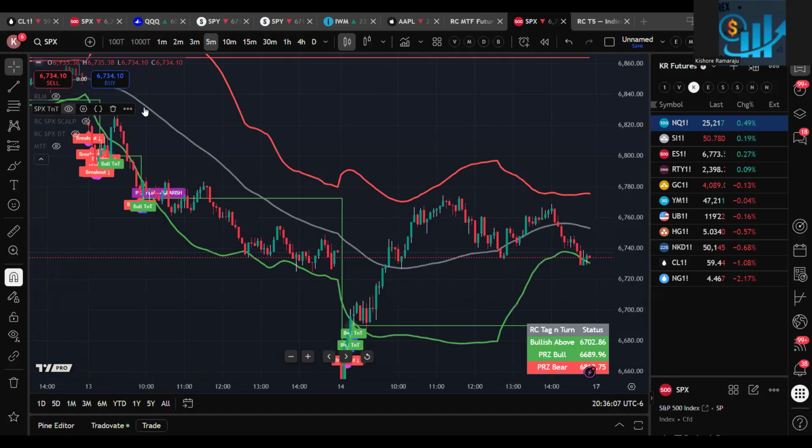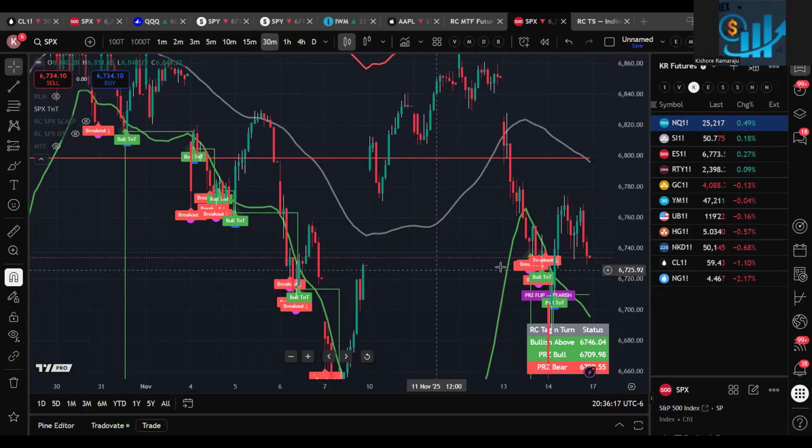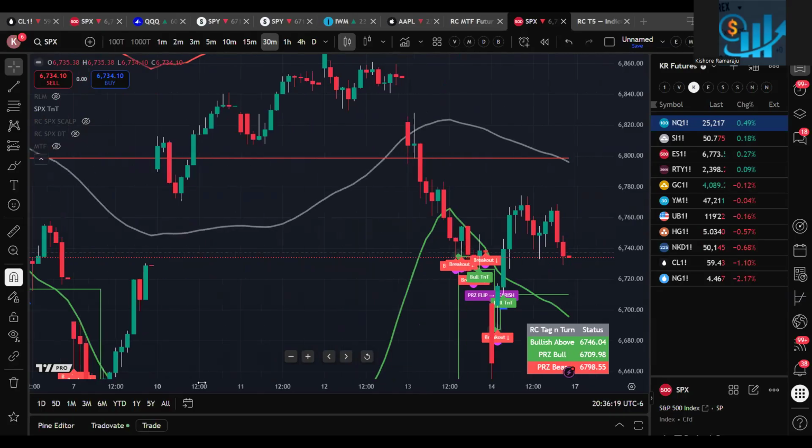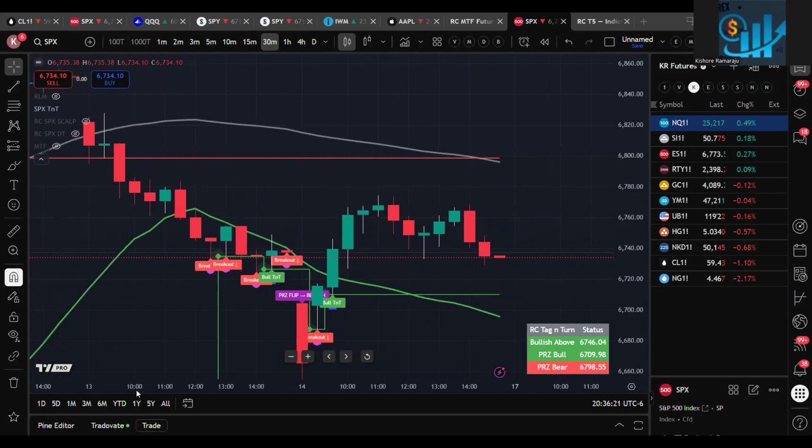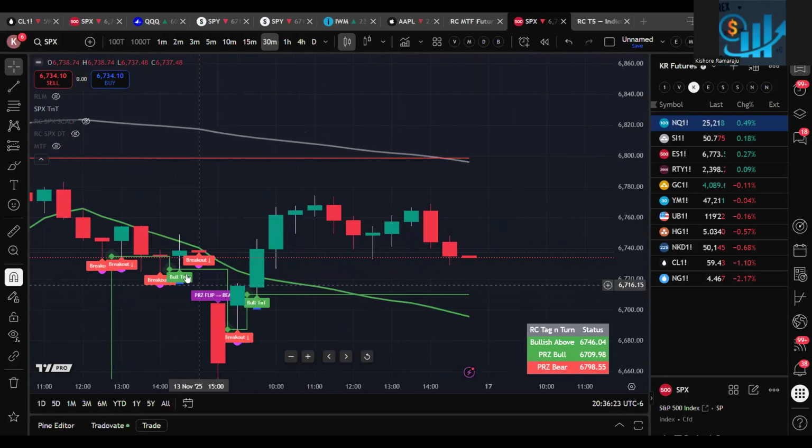SPX tag and turn. So for all this RLM, SPX scalp, SPX day trading, you will be in the 5 minute time frame. Only for SPX tag and turn, we will stay on 30 minutes, and whenever you see a bullish tag and turn, you do it right. You are not taking it for the same day or next day.